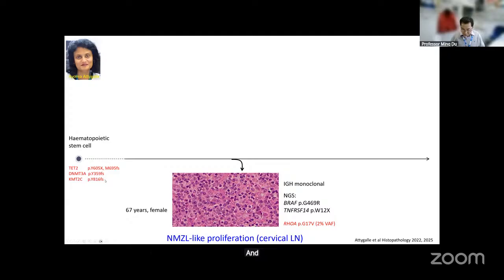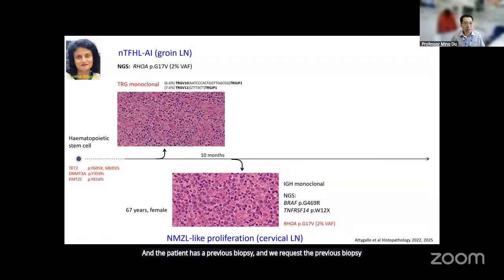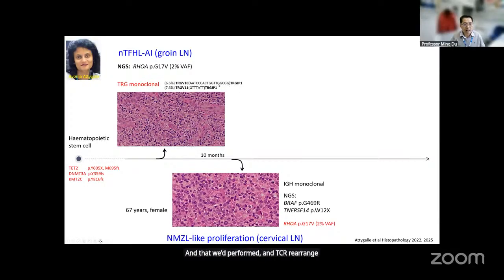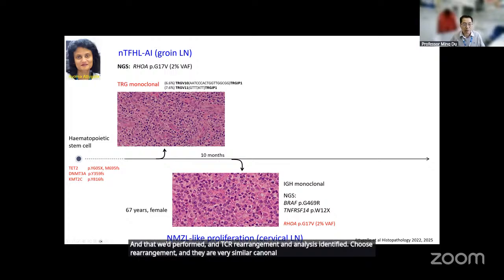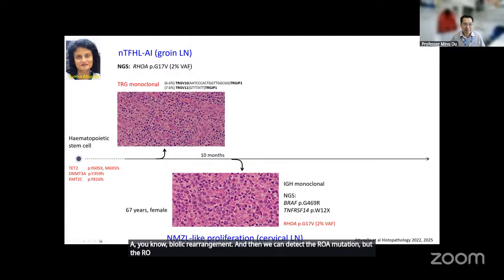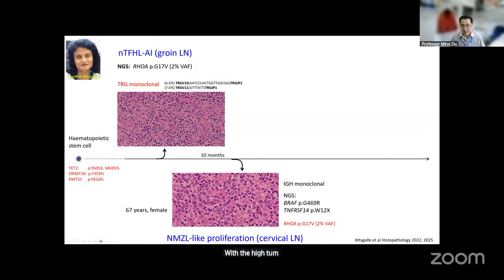The patient had a previous biopsy, which we requested and reviewed, and it was a typical TFH lymphoma, angioimmunoblastic type. We performed a TCR rearrangement analysis and identified two rearrangements with very similar clonal size, most likely representing a biallelic rearrangement. We can detect the RHOA mutation, but the VAF value is really very low, less consistent with high tumor cell content in that biopsy.